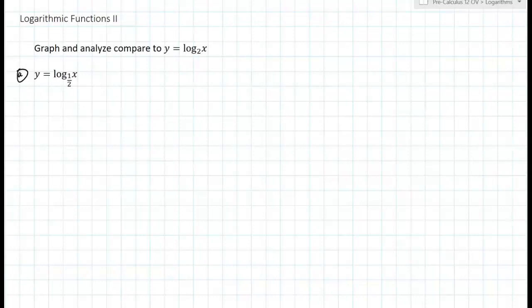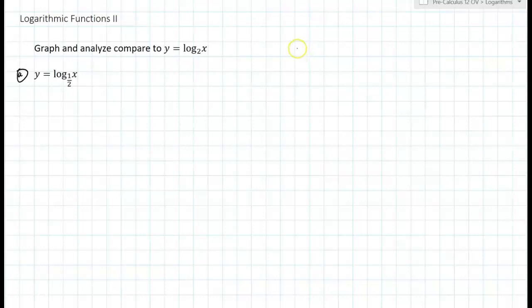Okay, so let's continue with more graphs of logarithmic functions, explore a few other options. We want to analyze and compare to the original graph of y equal to log of x base 2, and we're going to come up with a few examples. But the first one is log of x base half. That's the function we're going to talk about. But I want to quickly refresh your memory.